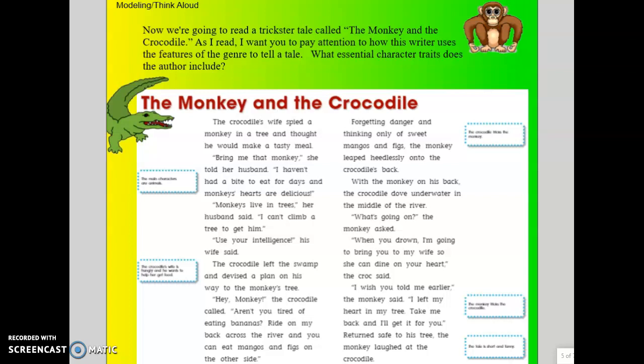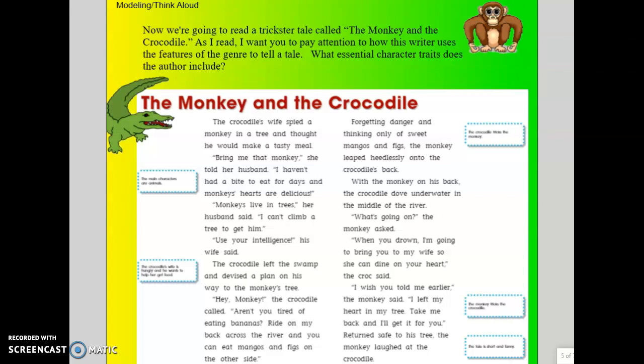The Monkey and the Crocodile. The crocodile's wife spied a monkey in a tree and thought he would make a tasty meal. "Bring me that monkey," she told her husband. "I haven't had a bite to eat for days, and monkeys' hearts are delicious." "Monkeys live in trees," her husband said. "I can't climb a tree to get him." "Use your intelligence," his wife said.